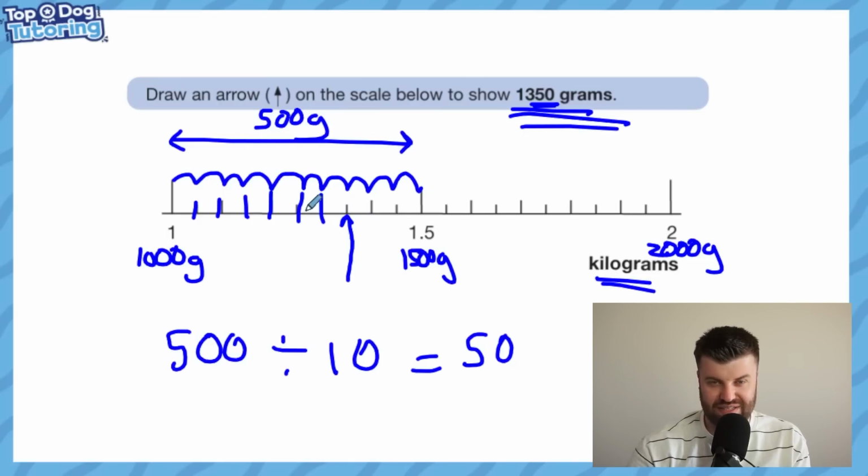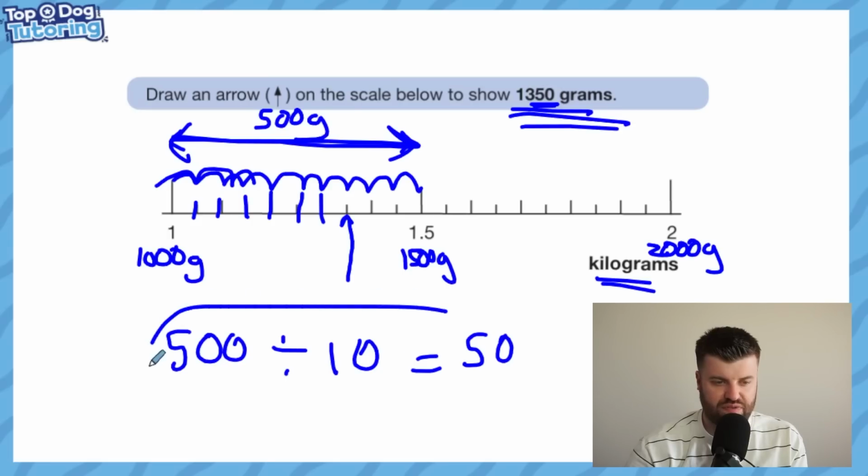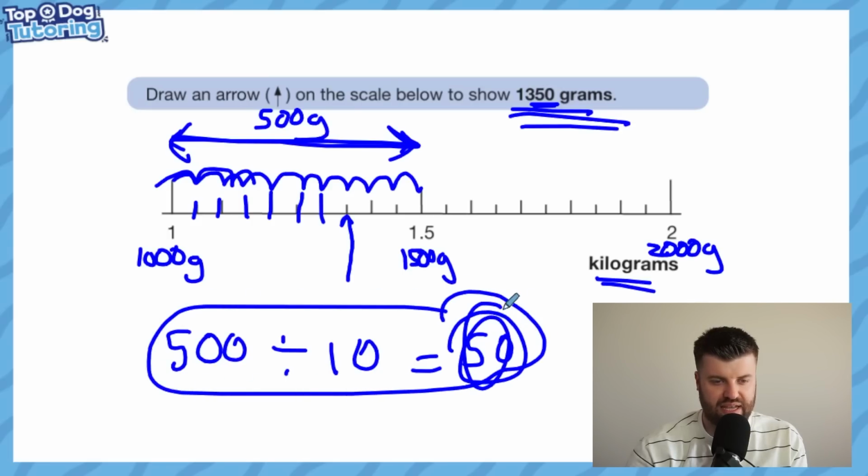I've worked out it's 50 grams each jump. That is a really important skill to have. You need to work out what each interval is worth. You get the total distance between two amounts, how many jumps are in that distance, do some dividing, and you get this information here, which allows you to unlock the question.